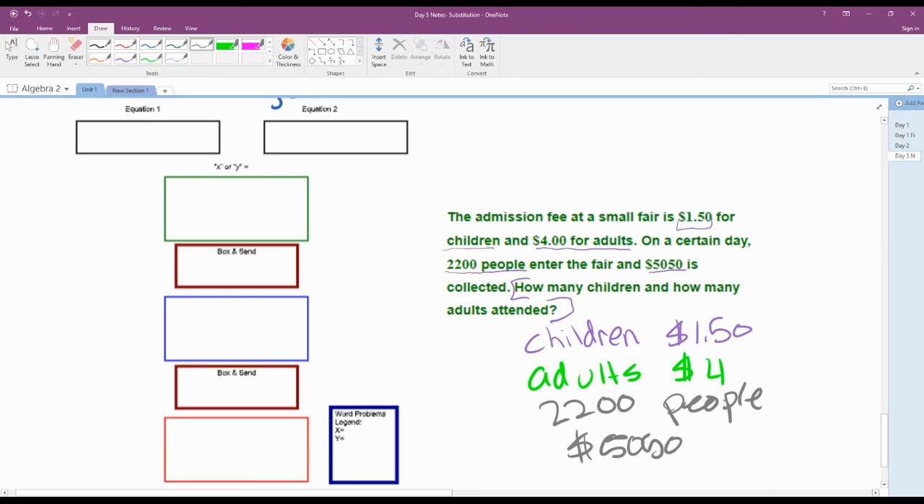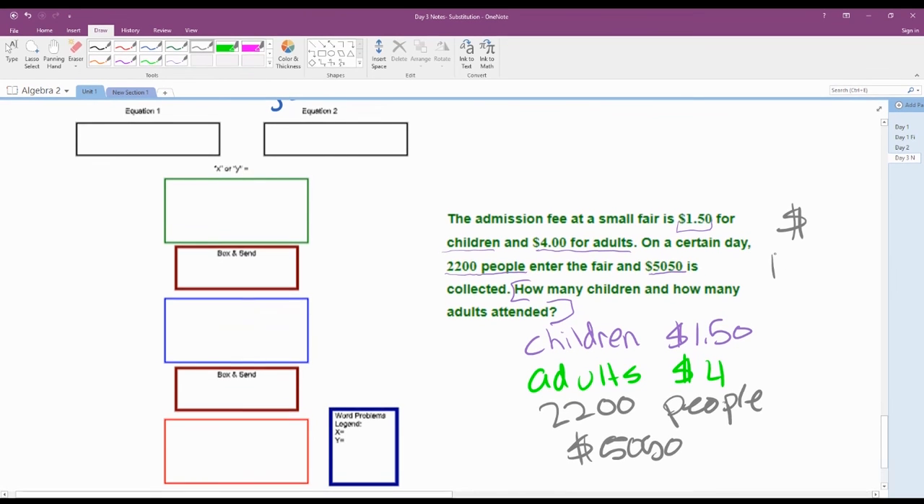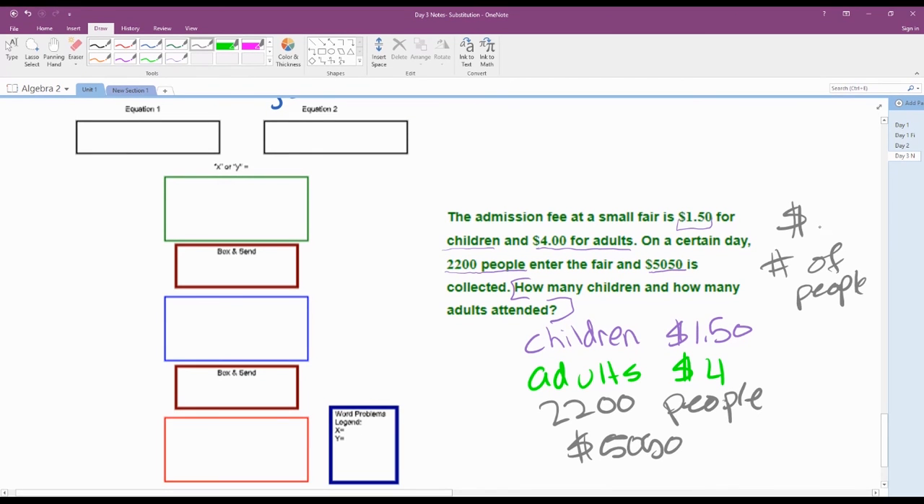So the first thing we got to do is set up our two equations. So we're talking about two different things. We got money and number of people. And since we're talking about those two different things, these are going to be our two different equations. So talking about money is one equation, talking about number of people is the other equation.